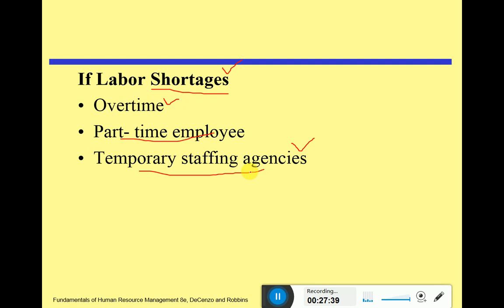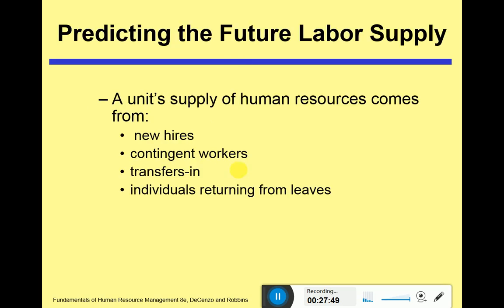The HR process is to study human resources demand and supply. If the demand is high, there is a shortage, and the organization takes steps accordingly. If there is a surplus, the organization takes other steps. Now our topic is predicting the future labor supply. The future labor supply can be met in different ways, such as new hires, which means starting a new hiring process, or contingent workers. Contingent simply means not core employees. Core means permanent employees; contingent means not permanent employees.